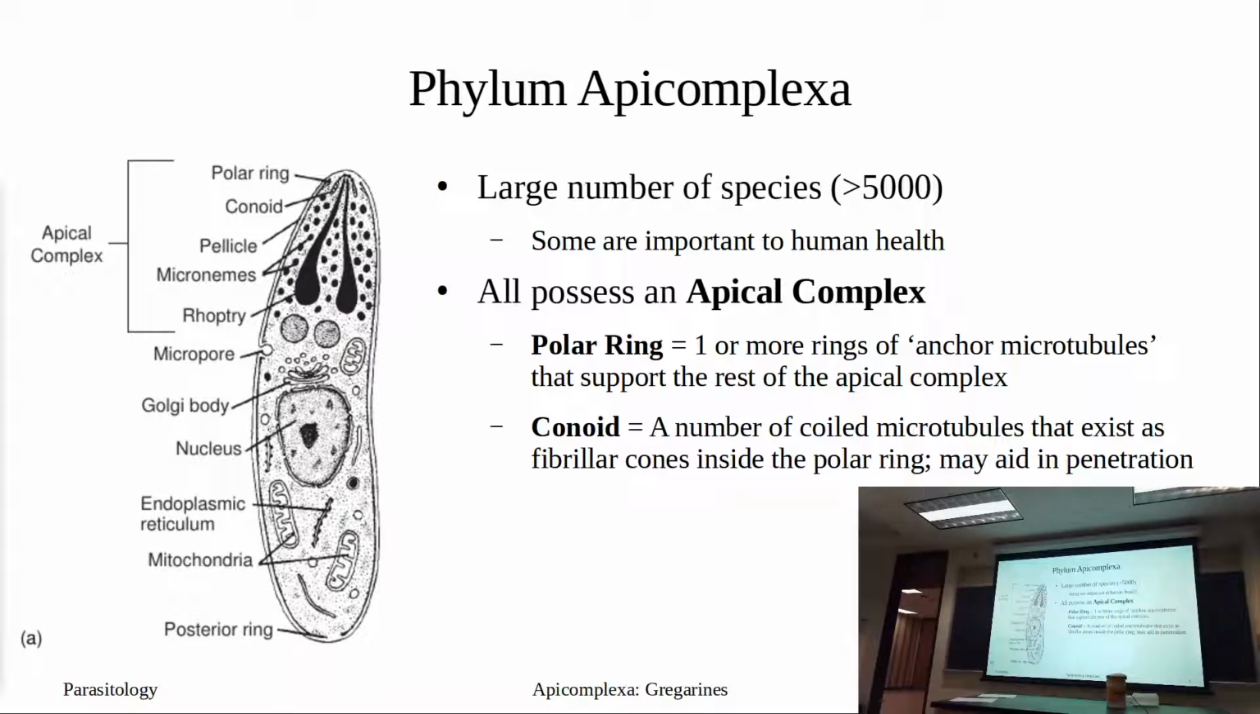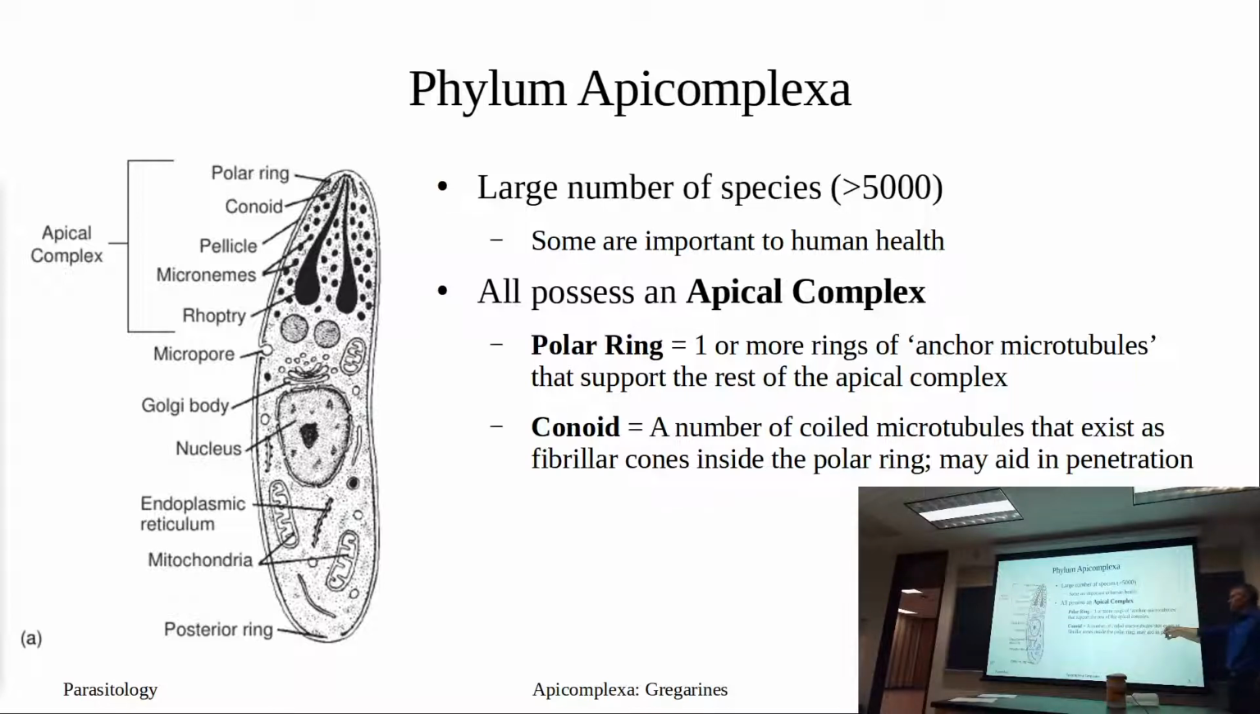So what makes up the apical complex? There's four things that we're going to talk about. First one is a polar ring. It's right at the top. This is one or more rings of anchor microtubules that support the rest of the apical complex. Think of it as kind of the scaffold that holds everything else together. It could be a single ring, it can be multiple rings, and that kind of contains and holds all of the other structures. Next thing are the conoids.